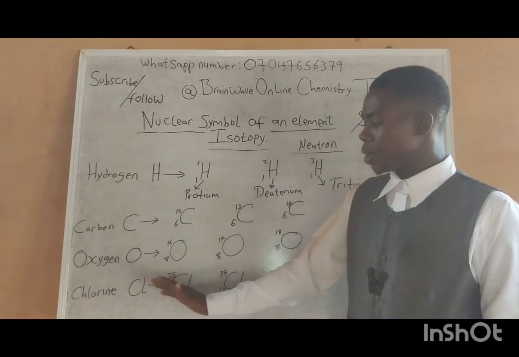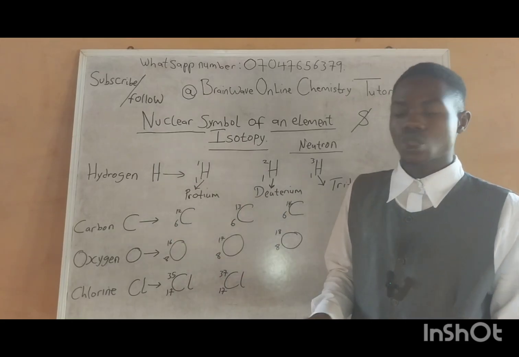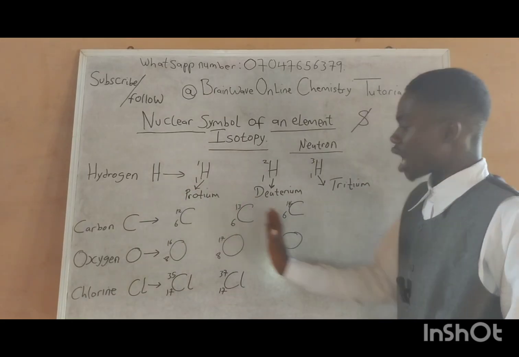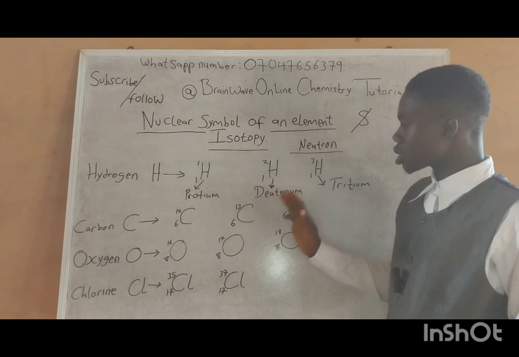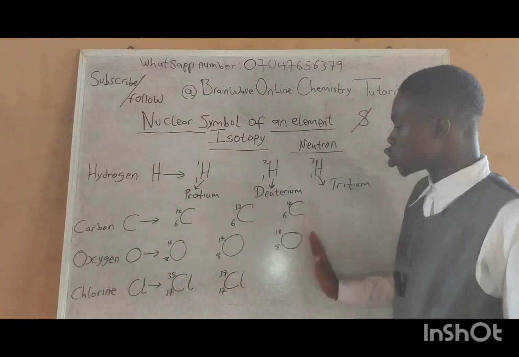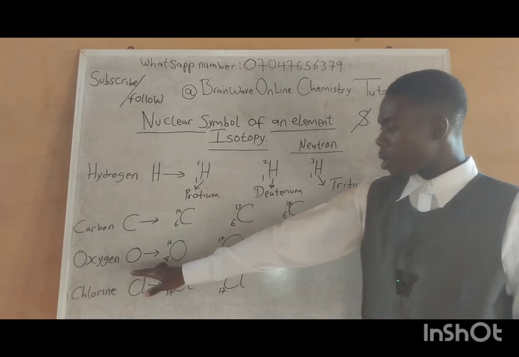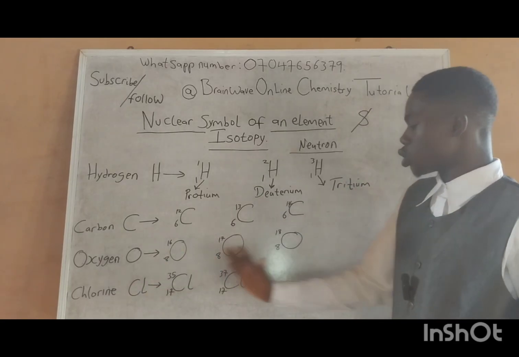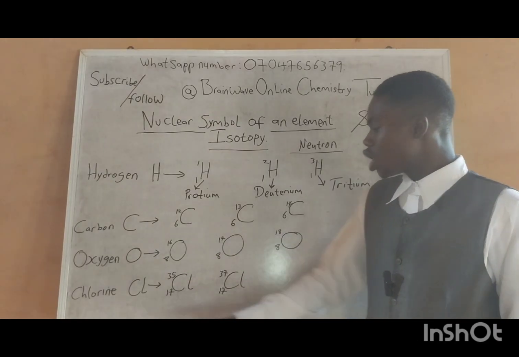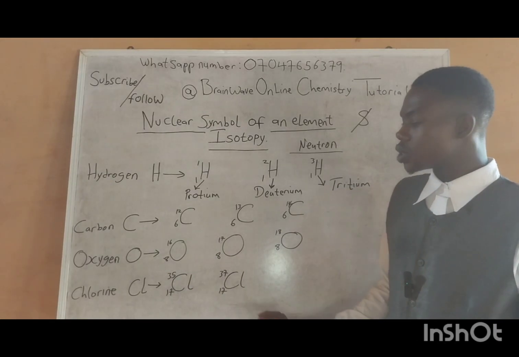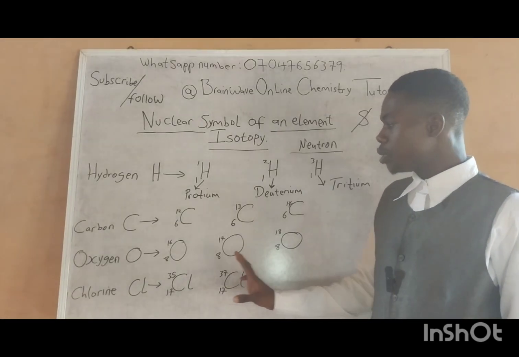So these are some of the elements that exhibit isotopy. Please take note of this, and these are the various isotopes of these elements. Hydrogen has 3 isotopes. Carbon has 3 isotopes, which include carbon 12, carbon 13, and carbon 14, used for dating. Oxygen also has 3 isotopes: oxygen 16, oxygen 17, and oxygen 18. Chlorine has 2 isotopes, chlorine 35 and chlorine 37. Please take note of this.